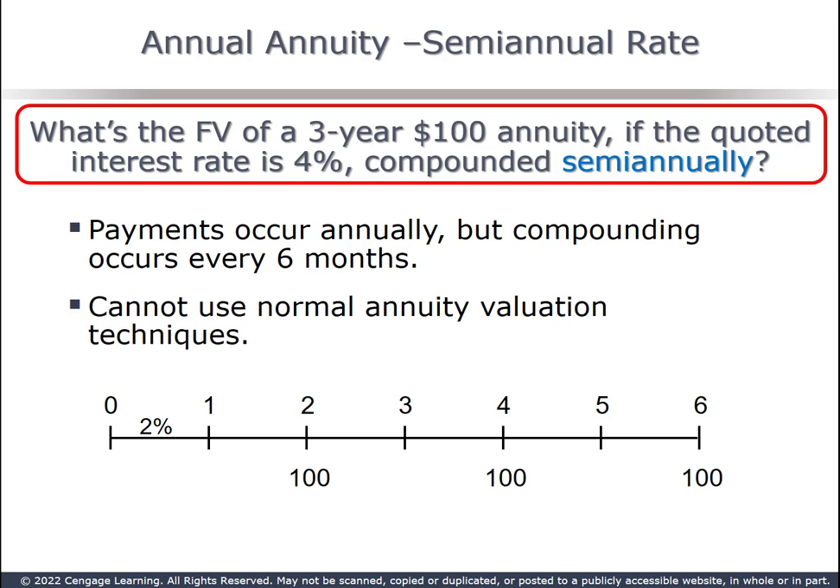For this problem, we have a 3-year annual $100 annuity with a rate of 4% compounded semi-annually. The $100 is paid annually, but the rate is compounded semi-annually. We cannot convert the $100 per year to $50 every 6 months to make the payment and rate match.